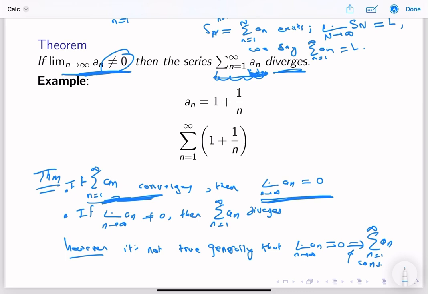If you get the limit of the summand and it's not 0, then you can say for sure that the series is divergent. This is the point I wanted to make, right?